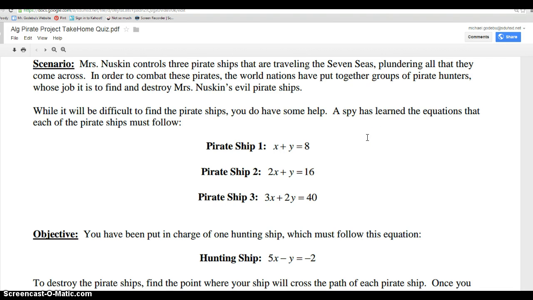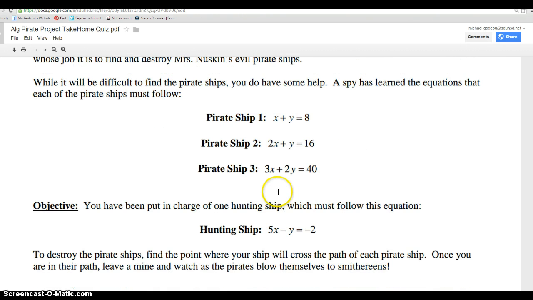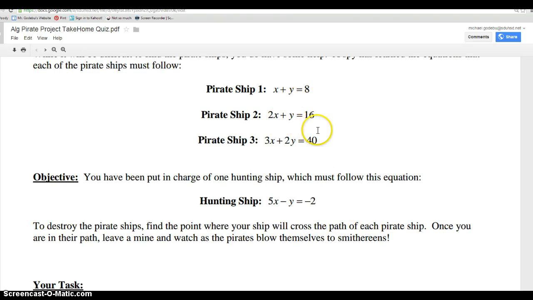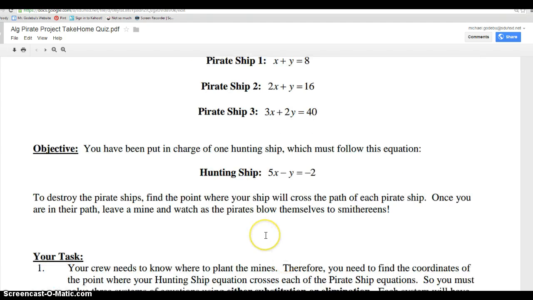A spy has learned the equations that each pirate ship must follow. Here are 3 of the pirate ship's equations. Your objective is to be in charge of this hunting ship, where you're going to hunt for these 3 pirate ships. To destroy the pirate ships, you're going to find the point where your ship will cross the path of each pirate ship. Once you are in the path, you're going to leave a mine and watch as the pirates blow themselves to smithereens.